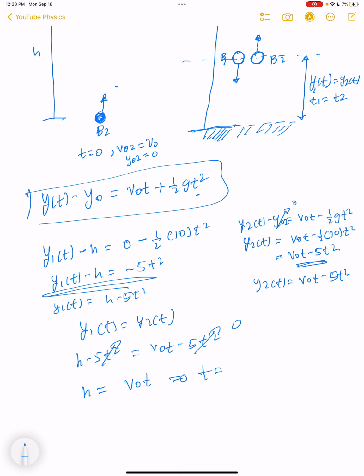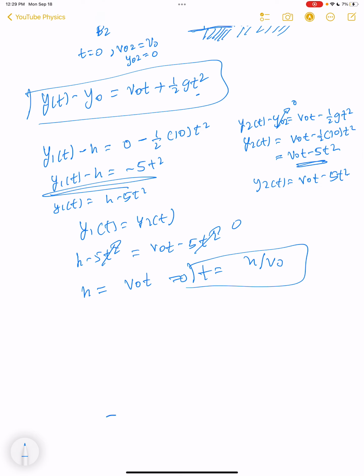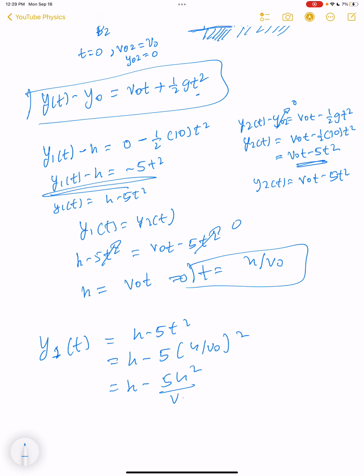And the time is h over v naught. That's when the two balls pass each other. So this time, t1 equals t2 equals h over v naught. And if you're asked to find the height where they meet, you just substitute for time. So let's take y1 of t equals h minus 5t squared, and this becomes h minus 5 times h over v naught, squared, and this gives you h minus 5h squared over v naught squared.